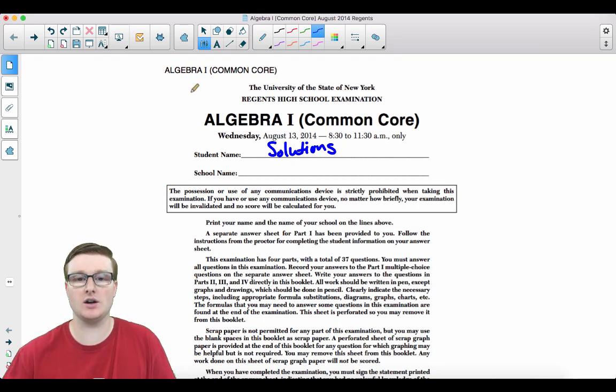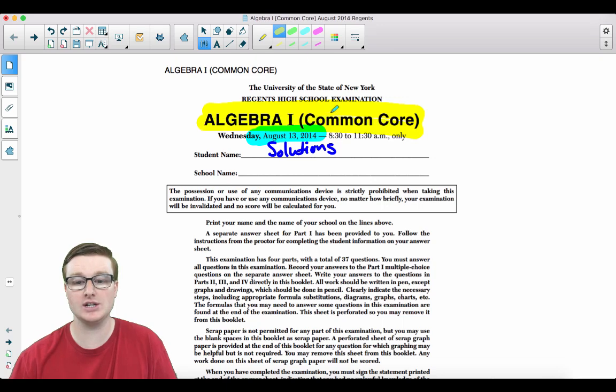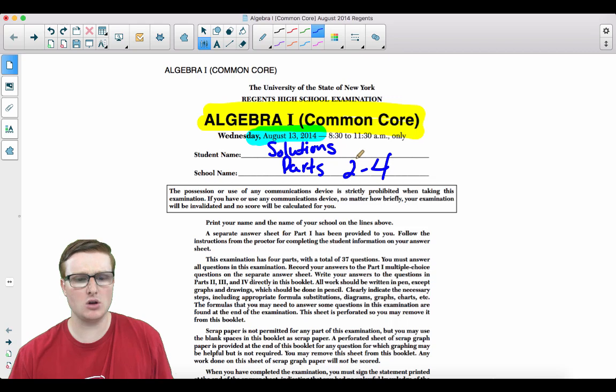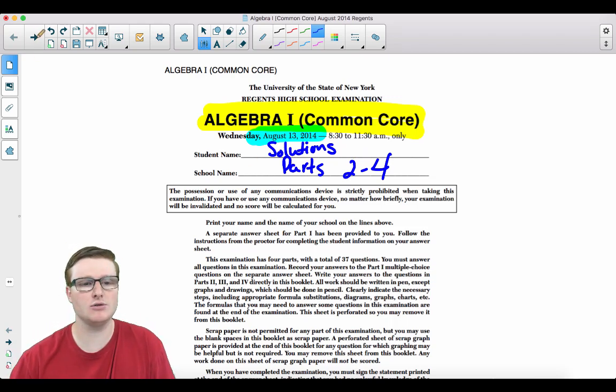This is the August 2014 Algebra 1 Common Core Regents exam. And these are going to be the solutions to parts 2 through 4. Parts 2 through 4 are the open-ended response questions for this examination. They do take a little bit of a long time, but not too bad. So we're just going to go through these.